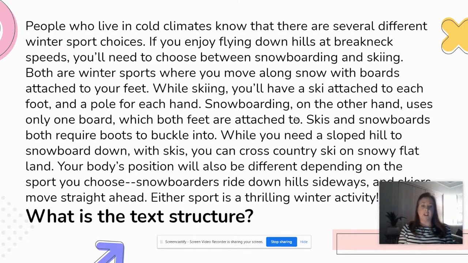Your body's position will also be different depending on the sport you choose. Snowboarders ride downhill sideways, and skiers move straight ahead. Either sport is a thrilling winter activity. Okay, so take a moment and just look and see what you think the text structure is in this particular passage.